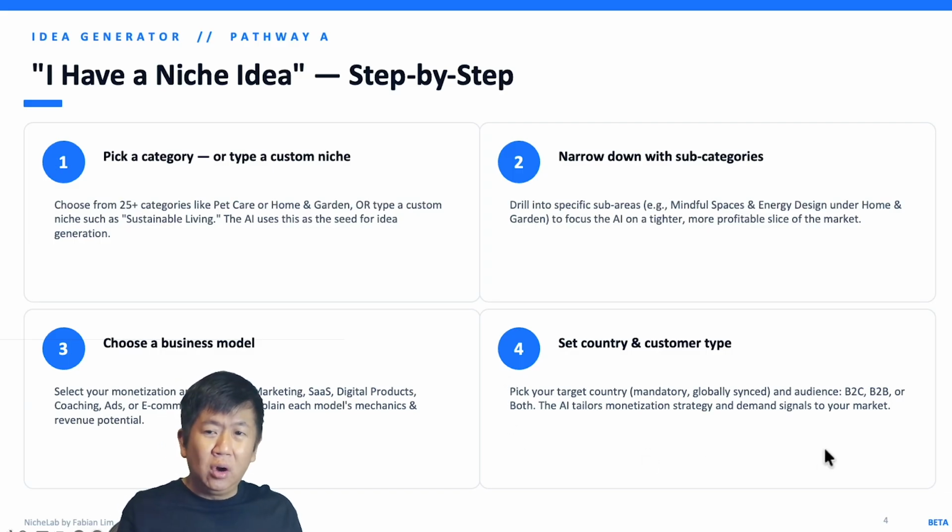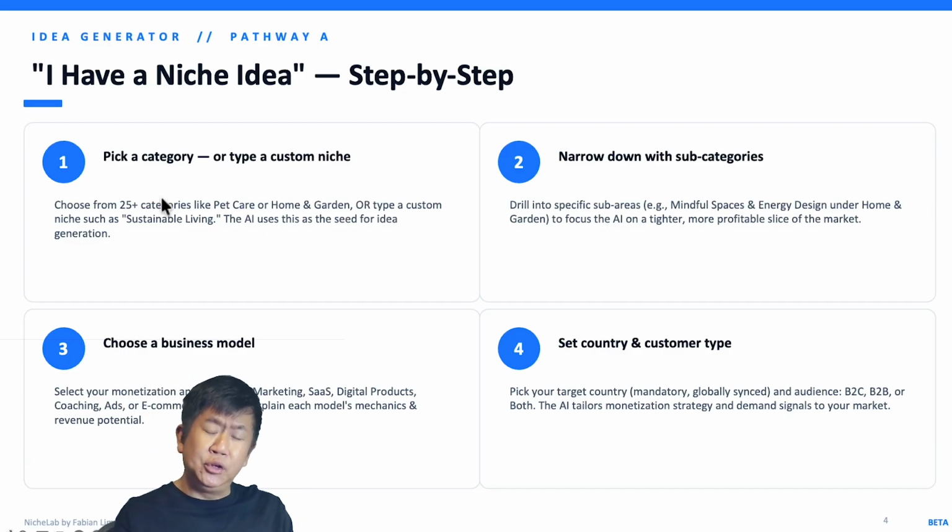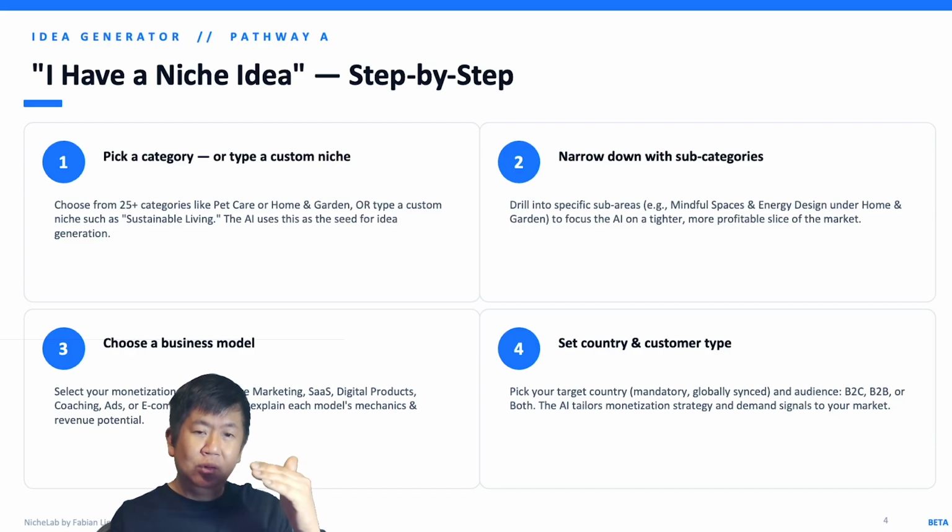So the overall walkthrough over here, as you can see, you pick a category. Right now you have over 25 categories. But if you have a specific niche idea already, you can go ahead and key in. You don't have to use my category system. For example, if you're looking at feng shui, just go ahead and key in feng shui consultancy, done. And then it would help you to evaluate feng shui consultancy without having to go through categories and subcategories.